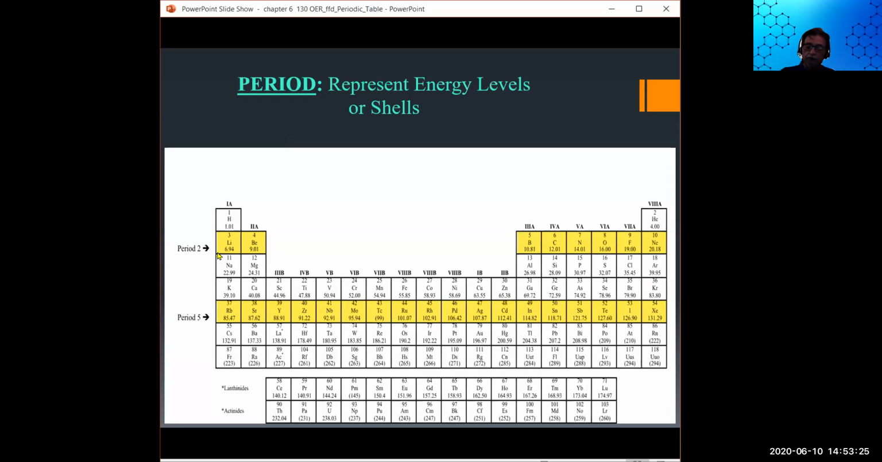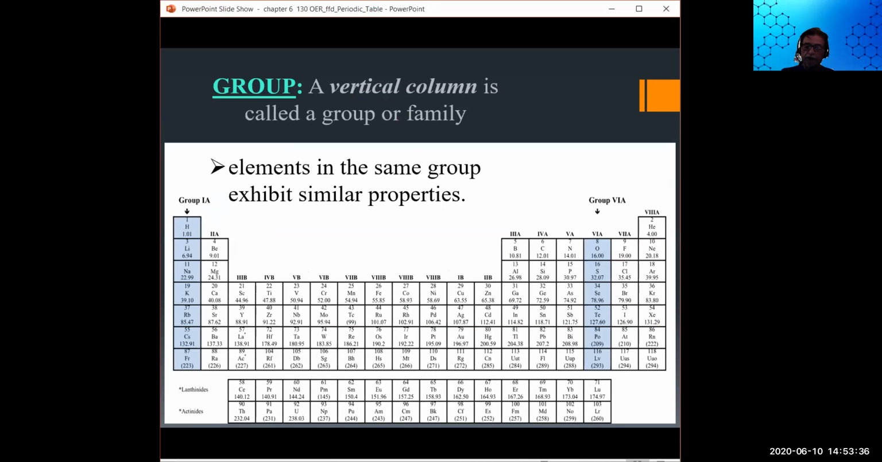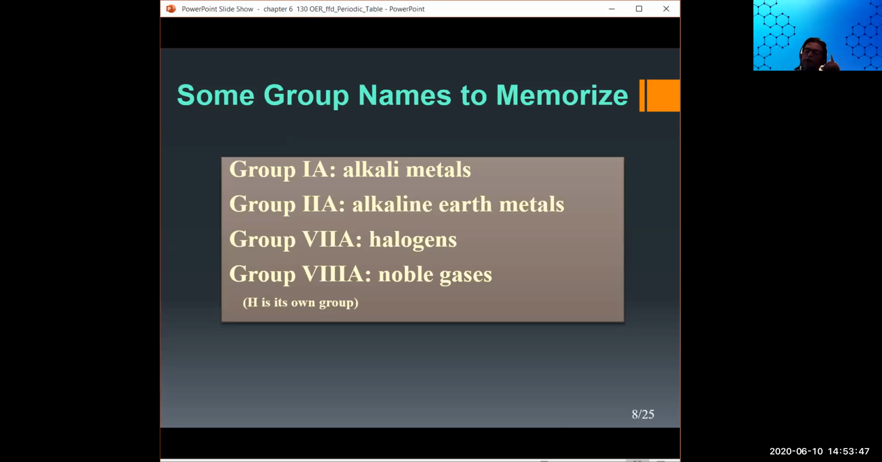So period represents the shells or the energy level. We got period 2 here across the board, period 5 in this example. And then we got the groups, group 1A, for example, and group 6A. They're called groups or families. The term family is also used quite a bit, but they also have their own special name. Everybody in group 1A are called the alkali metals. The next group in, group 2A, have their own special name called the alkaline earth metals.